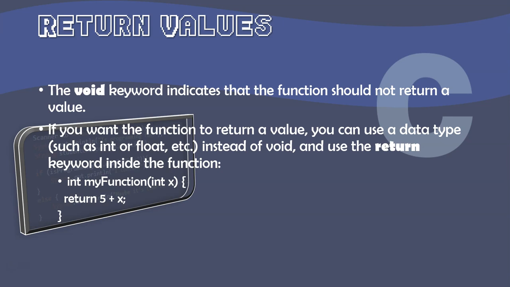So for example, we have a function here, int my function, int x, and we return 5 plus x. So if you passed into this function, for example, the parameter value of 9, and you did 5 plus 9, you would return the value of 14.